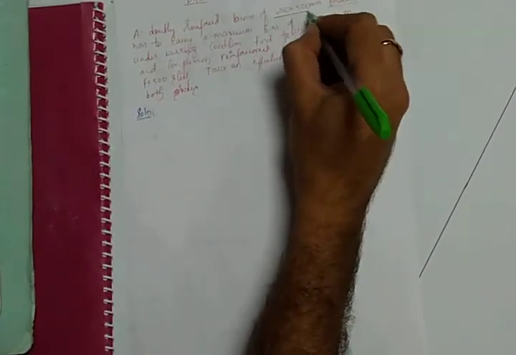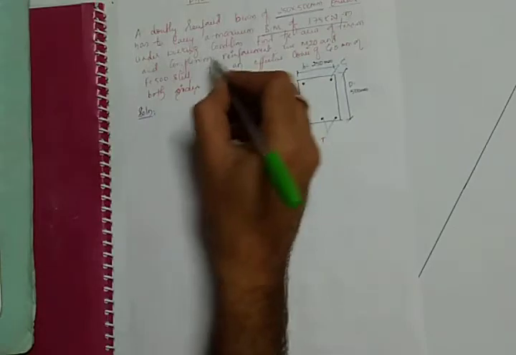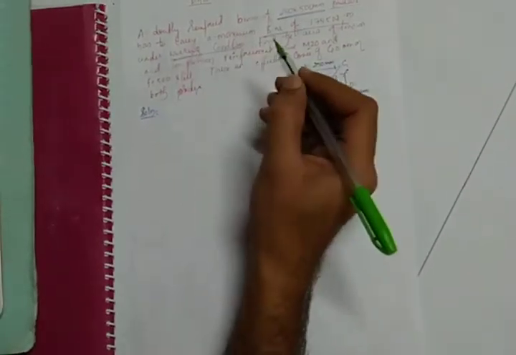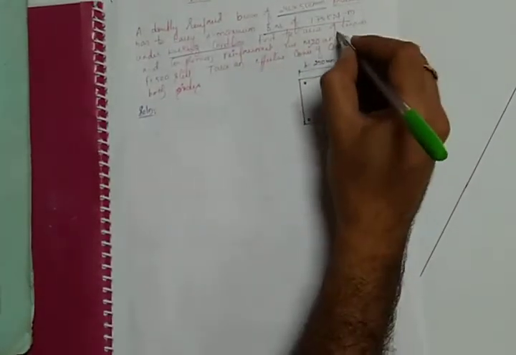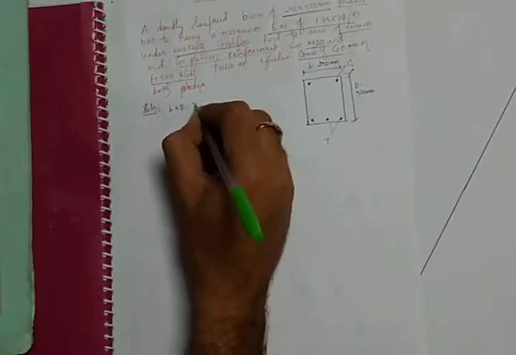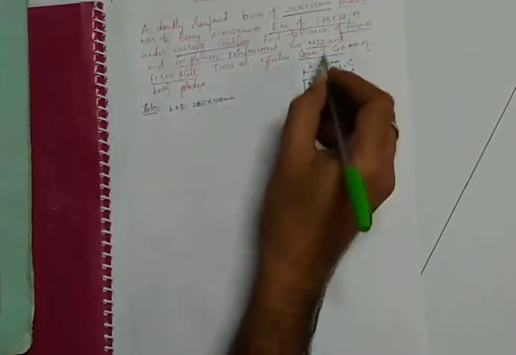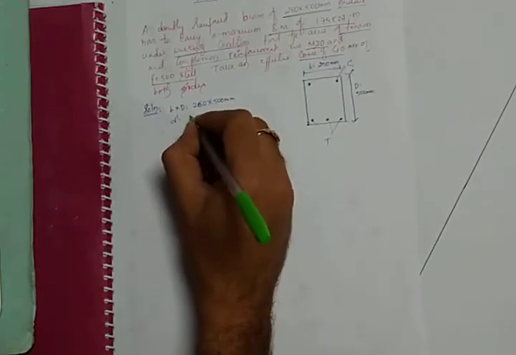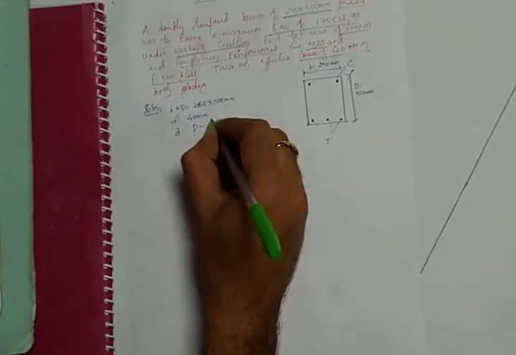So I will try to mark these important given data. The maximum bending moment at working condition is the bending moment given. We have to calculate tension and compression reinforcement. The grade of concrete and grade of steel are given, and effective cover is given. So I will list out here: b into capital D is equal to 250 into 500 mm. Effective cover is given, so I will write here d dash is equal to 40 mm. Therefore I will calculate small d as capital D minus d dash.